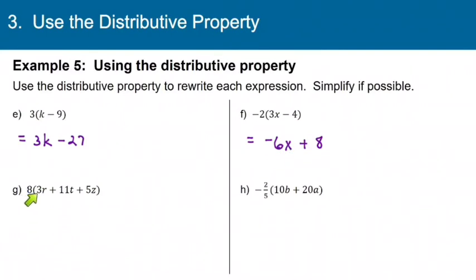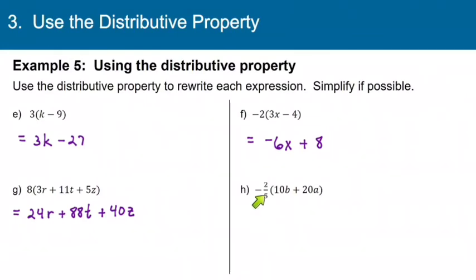Now here on part G, we have 3 terms inside the parentheses, but that's really no big deal. All we have to do is multiply 8 by each piece. So we'll have 8 times 3r, that's going to be 24r, and then we'll have plus 8 times 11t, and that's going to be 88t, and then we'll have plus 8 times 5z, and that's going to be 40z. So here we have 24r plus 88t plus 40z, and since each of these terms contains a variable, there's nothing we can do to combine these any further.